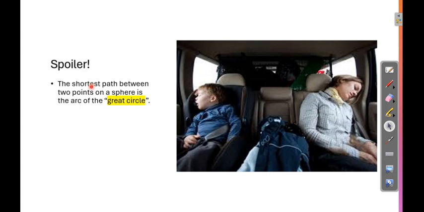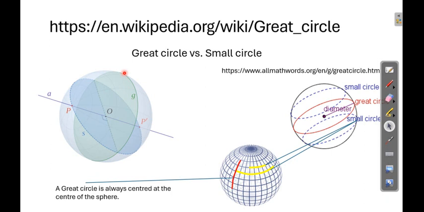I'm sorry, I will spoil the solution. The shortest path between the 2 points will be an arc of the so-called great circle. Fine? So what is the great circle? The great circle is the circle on the surface of the sphere whose center is the same as the center of the sphere. Again, for the longitude lines, these are arcs of a circle whose center is the center of the sphere itself, as depicted here.